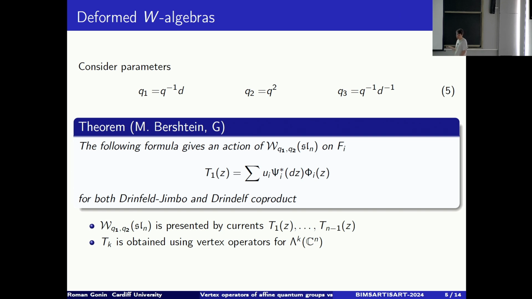But as I explained on the previous slide, these are different operators, so it's not the same formula when you substitute different vertex operators. In the end they give isomorphic representations, but I don't completely understand why this happens. D is just a matter of parameter. The deformed W algebra depends on q1, q2, and d.